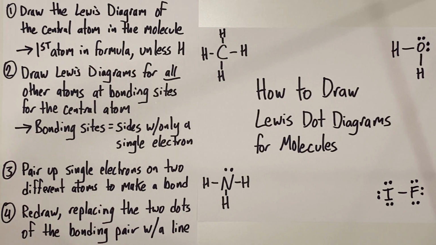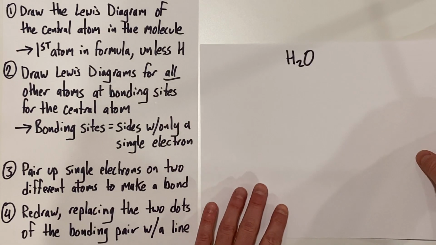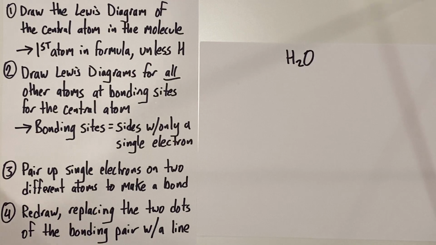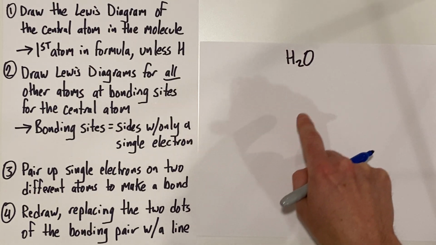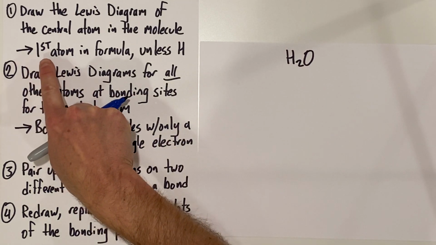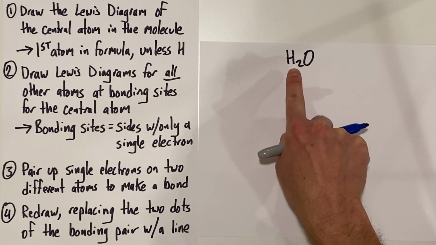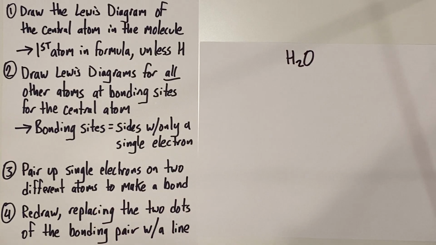So let's go right to it with our first example, which is going to be water. Water, of course, has the formula H2O. What do we need to do? Well, the first thing is to draw the Lewis diagram of the central atom in the molecule. Which one is that? It's usually the first atom in the formula, unless the first atom is hydrogen. Here the first atom is hydrogen, so we need to draw the Lewis dot diagram for oxygen.